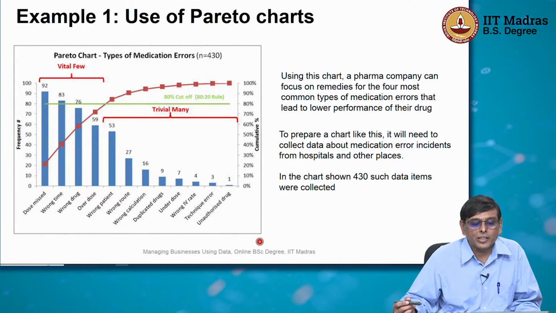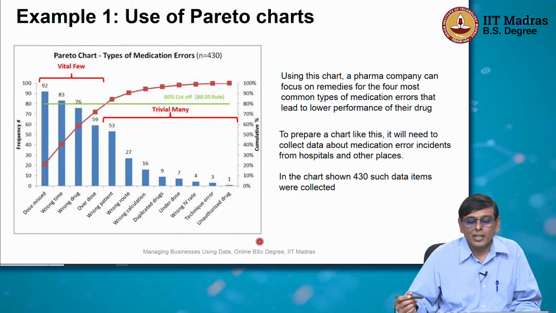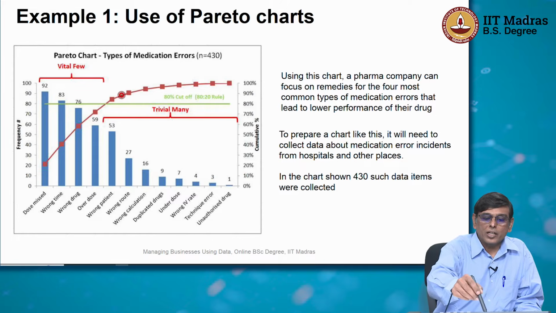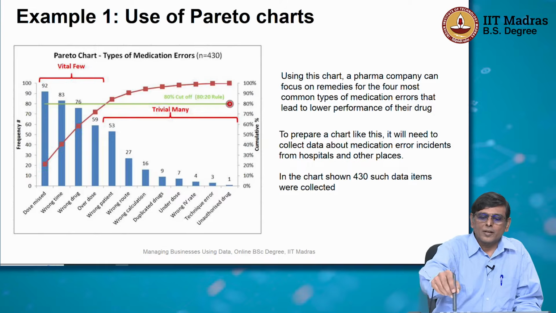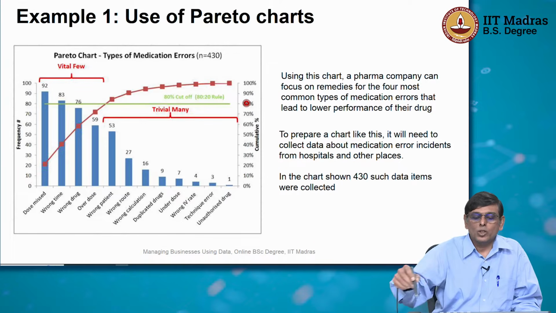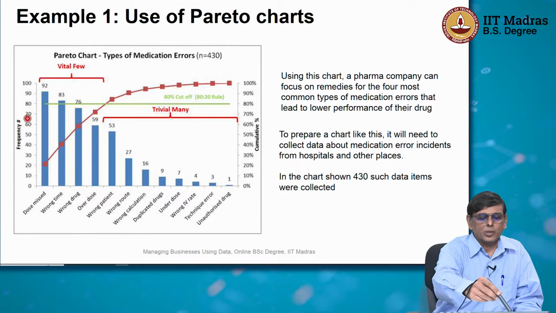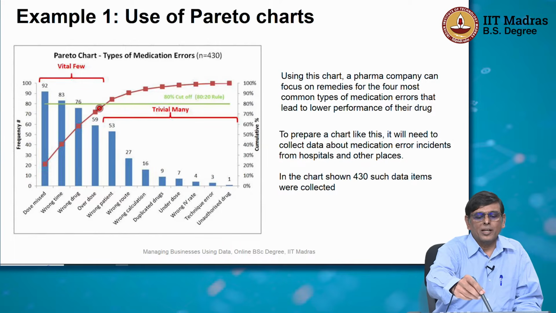so 92 plus 83 plus 76 plus 59, you add that and divide it by 430, you get basically a total which is quite high. Okay, it is almost 80%. There is a rule, this is called the Pareto rule, which says that somewhere around 80% you will get most of the interesting cases, the cumulative count will be close to 80%. So the first 4 cases almost is coming to nearly 80%, right? Maybe in this case about 65, 66% or something, but nearly 80%.